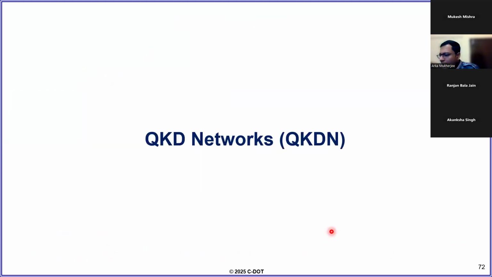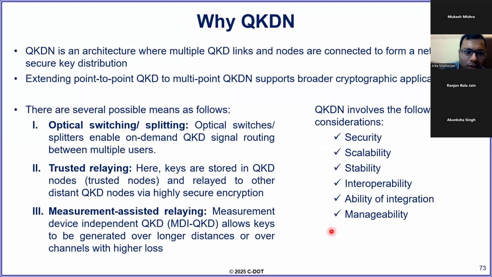Now, finally, I'll conclude with QKD networks. So what is a QKD network? Earlier we were talking of point-to-point QKD links, but a point-to-point link may not be suitable for all applications. While you are connecting multiple nodes, the network should be secure, scalable, stable over time, interoperable with different vendors, and manageable. Those are the basic properties of any network, be it QKD or some other network.